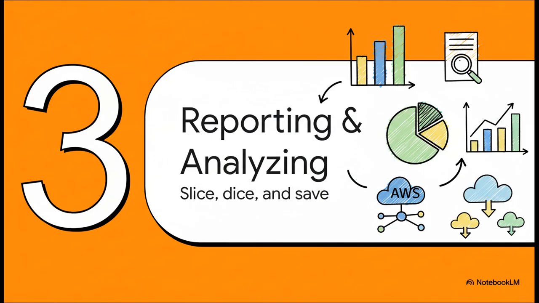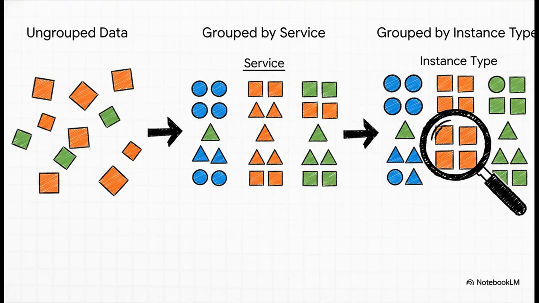Okay, moving on to reporting and analyzing costs. Because once you've got a handle on visualizing the data, the next step is to slice it, dice it, and save what you find so you can share it with your team, right? I mean, what's the point of all this great data if you can't tell its story to anyone? Let me tell you, the group by feature is an absolute game changer. You can actually combine multiple dimensions to get a way richer view. So, for example, you could group your costs first by service, and then, right under that, by instance type.